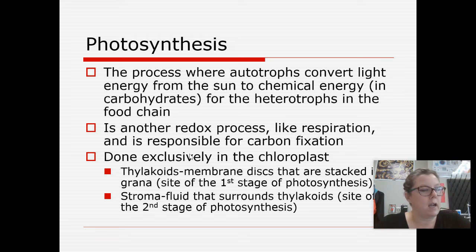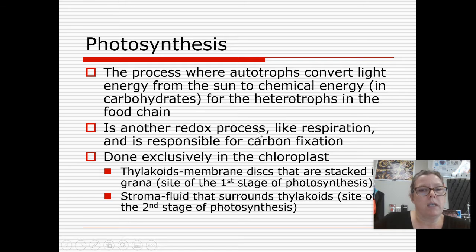In the light and pigments and chloroplast video that you watched, I went over some things that you're going to need to understand this particular video. So if you have not watched that, I would recommend that you stop this video and go back and watch that before you watch this, because that's kind of background for understanding photosynthesis.